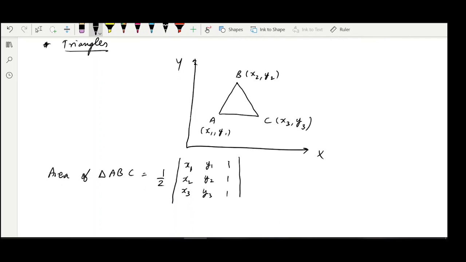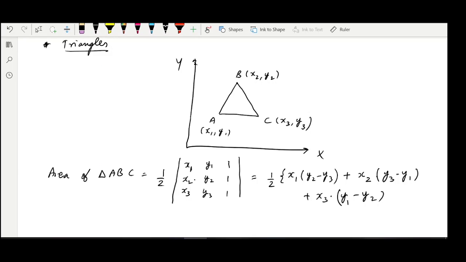So if you simplify this down, you will get half of x1 into (y2 - y3), you can see I'm just solving the determinant, plus x2 into (y3 - y1), plus x3 into (y1 - y2). So this gives the area of the triangle.